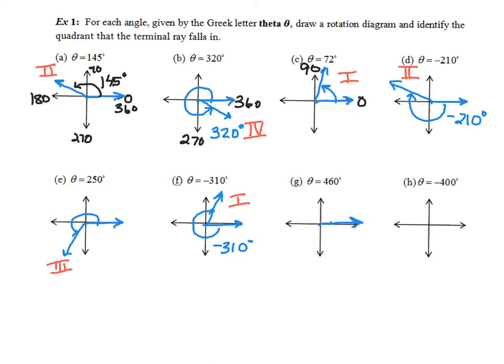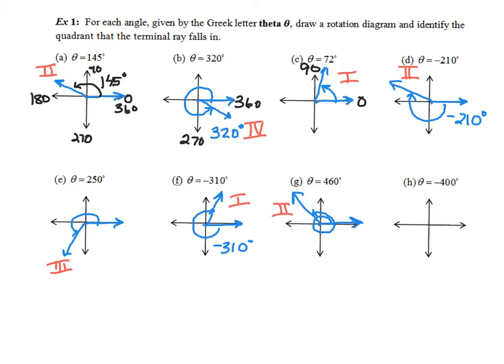Now to go 360 degrees, I've got to make a complete rotation. But I've got to go 100 degrees beyond that. So there's another 90, and then an extra 10. So I see that I'm going to end this way, and I'm going to show that rotation. I am ending in quadrant number 2.